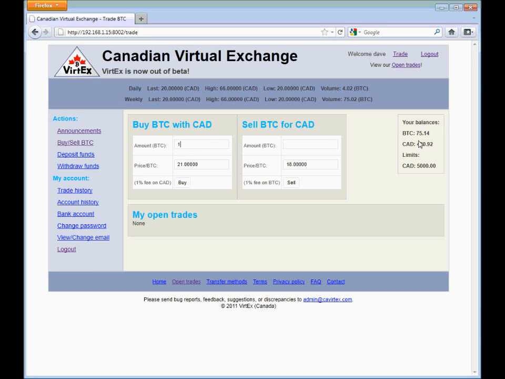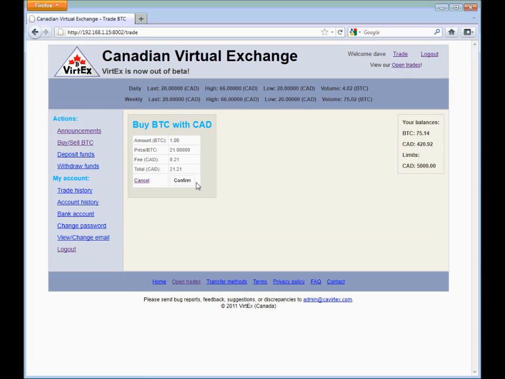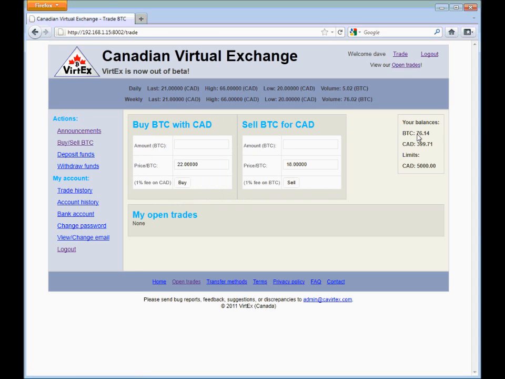So watch my balance here in the upper right corner. We have 75.14 Bitcoins before the transaction and 420.92 on the CAD balance. We're going to press buy. We're going to press confirm on this order. 21 cents is the fee, so $21.21 CAD. You're going to see my balance go down by $21.21, and you're going to see my Bitcoin balance increase by 1. And you just saw that. See? 76.14, and you saw my CAD go down.